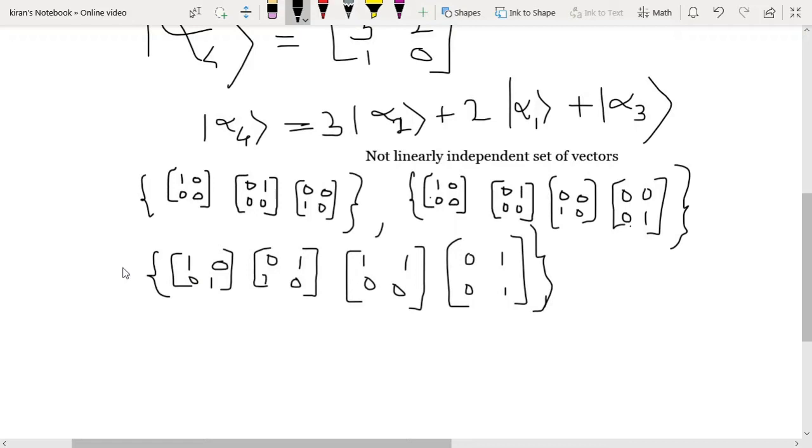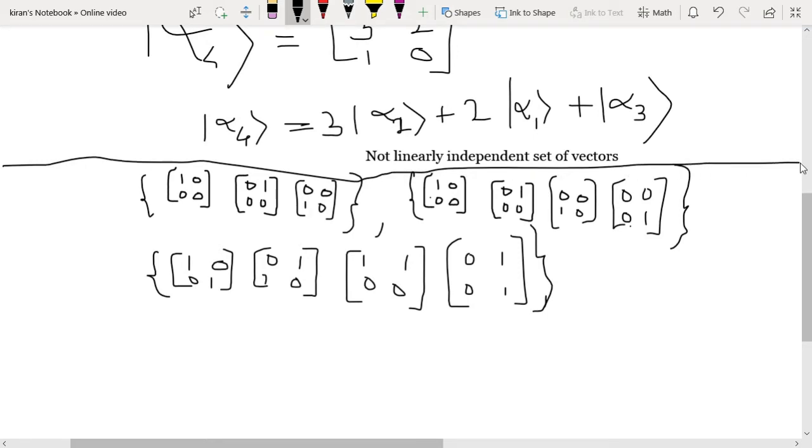So as you can see, I can have many sets of linearly independent vectors. This is a linearly independent set of vectors. This is another linearly independent set of vectors. This is another linearly independent set of vectors. So the set of linearly independent vectors is not unique. We can have more than one linearly independent set of vectors.